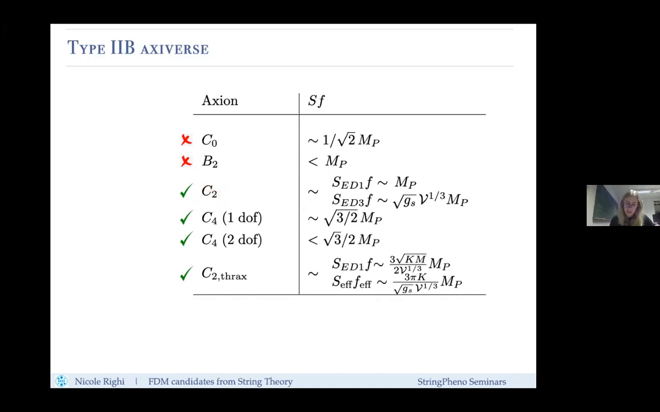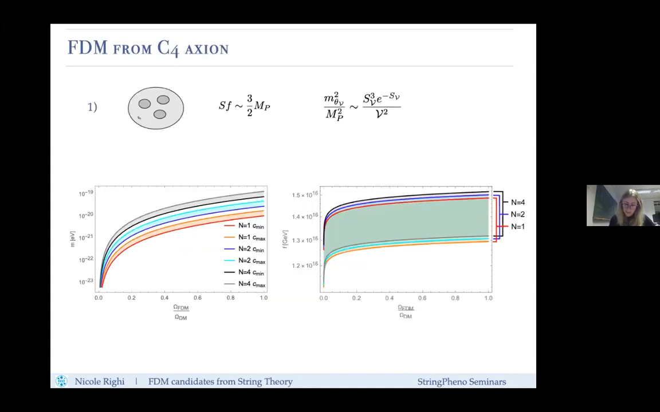So this is the axion coming from the harmonic C2 form. And then we also have the axions coming from the C4. And we will consider when we have only one of these axions and also when we have two axions. And also this particular type of axionic modes, which are called thraxions, and I will explain later on what I mean with this. So let me start with the easiest example, that is the C4 axion.